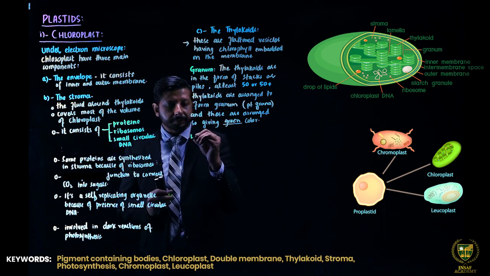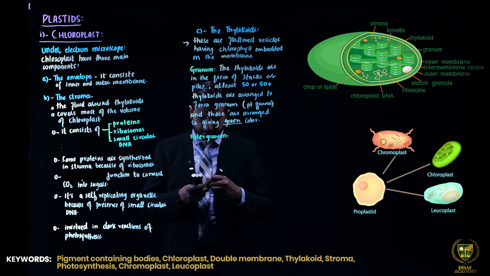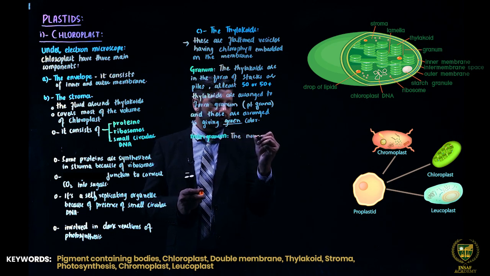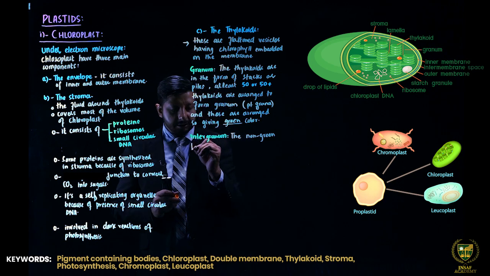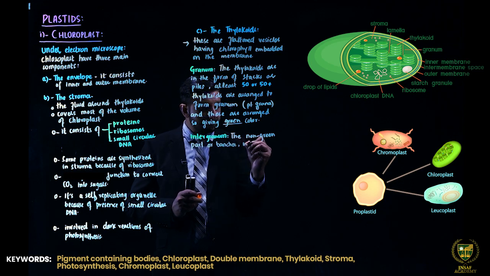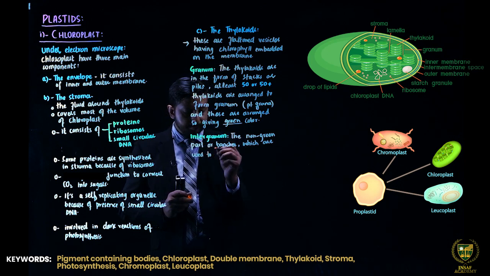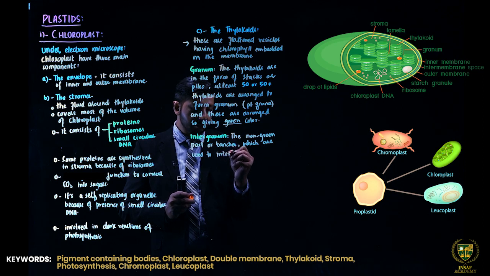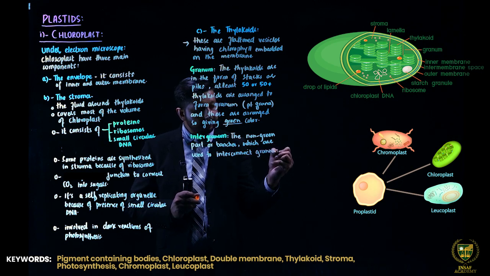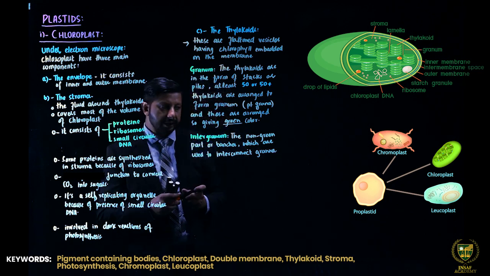And there is another structure, intergranum. It is the non-green part or branches which are used to interconnect grana. Clear? Which are used to interconnect grana. They are called as intergranum.